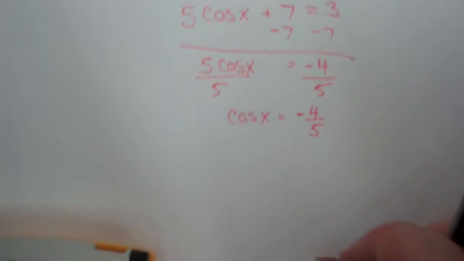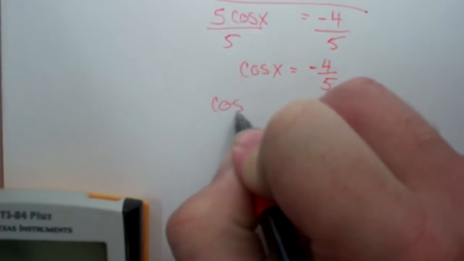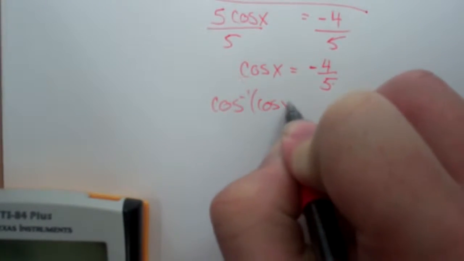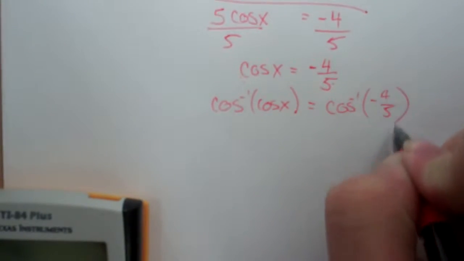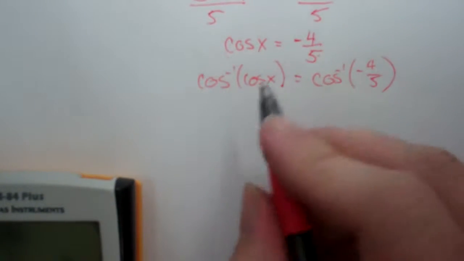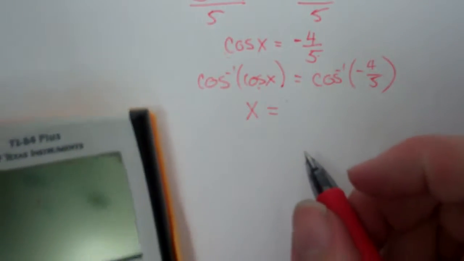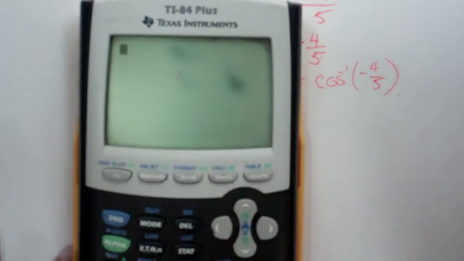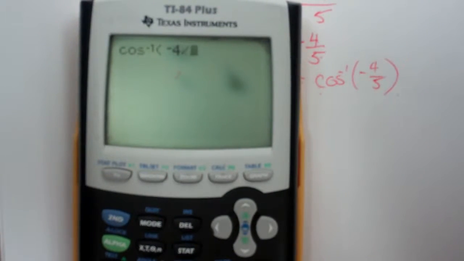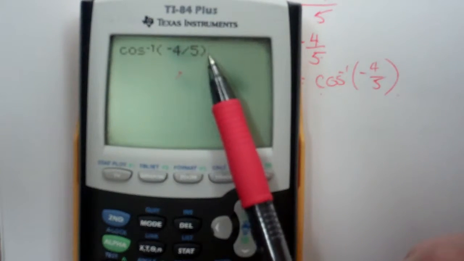And what we're going to do is take the inverse cosine of both sides. So the inverse cosine of the cosine of x is equal to the inverse cosine of negative 4 over 5. The inverse cosine of the cosine of x is just x, so x is equal to this, and what does the calculator give us for that? Here we have the inverse cosine of negative 4 over 5, so we'll type that in, second cosine, and this is negative 4 divided by 5. See how I typed it in exactly the way that this looks? There's my negative 4 over 5.